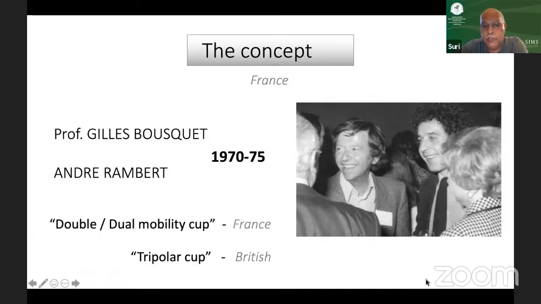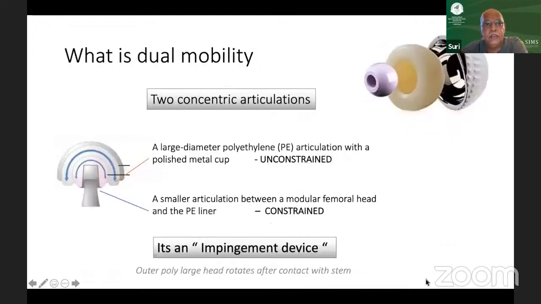The French called it the dual mobility. The British preferred to call it the tripolar cup. So both of them probably signify the same. So what is dual mobility? Basically, to all the beginning surgeons and others, this is two concentric articulations. We have a large diameter polyethylene that articulates with a smoothly polished acetabular cup, which is totally unconstrained, like your unconstrained bipolar or unconstrained Austin Moore. And inner to that, you have another liner, which is basically a small metal or ceramic head, which articulates with the inner aspect of the polyethylene. But this liner is constrained. So you have a combination of a constrained and unconstrained liner.